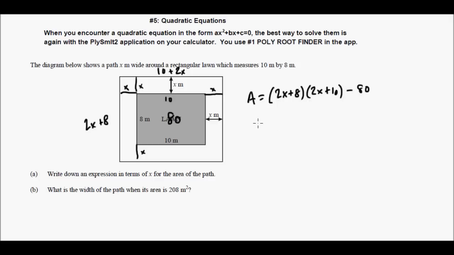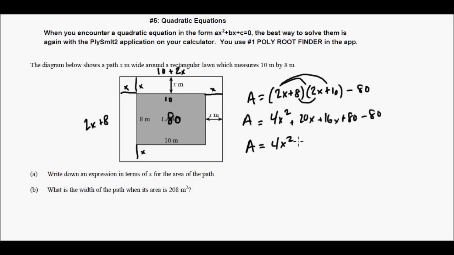Now I'm going to go ahead and work this out. You're going to have to FOIL here, or expand the brackets. So you're going to get 4x squared when you do that, and then plus 20x plus 20x plus 16x plus 80 minus 80. Okay, well, that's nice because that's going to go away. So the expression for the area is 4x squared plus 36x.